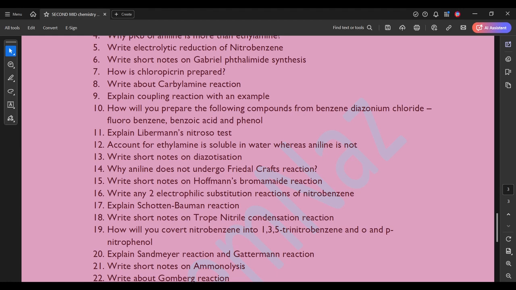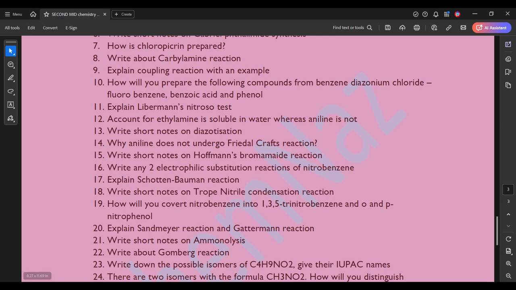How will you convert nitrobenzene into 1,3,5-trinitrobenzene and ortho, para-nitrophenol? This is a book back question. Then explain Sandmeyer reaction and Gattermann reaction. Sandmeyer reaction, we have to be thorough because they ask in the form of A reacts with B to give C. What is A and B and C? So based on Sandmeyer reaction, so many questions are possible.